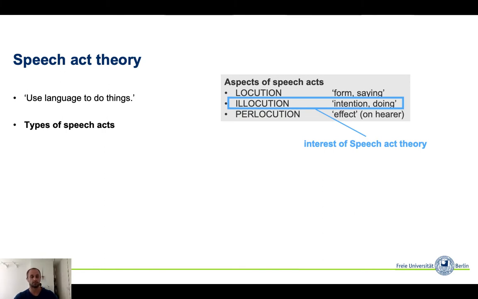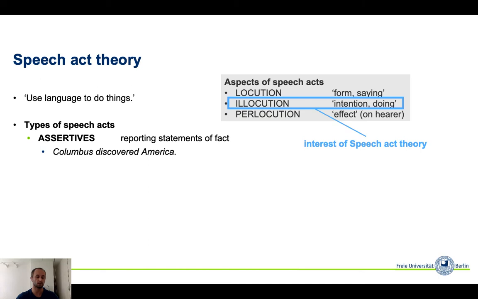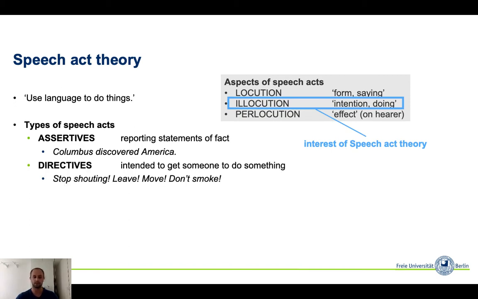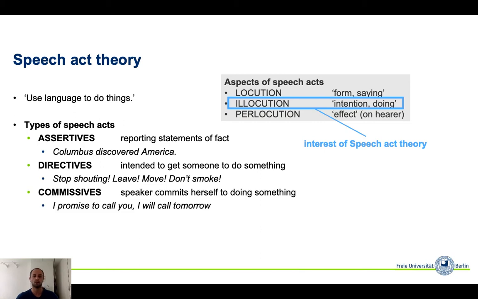And now by looking at different speech acts that people utter, we can distinguish different types of speech acts. So, first of all, there are assertives. Those are basically reporting statements. We say what the state of affairs is. Columbus discovered America. Then there are directives that are intended to get someone to do something. So if we're unhappy about someone shouting, we say something like, stop shouting. Then there are commissives, speech acts that the speaker uses to commit themselves to doing something. They are very often introduced by special verbs, such as promise, swear, or the future verb forms, such as I will.